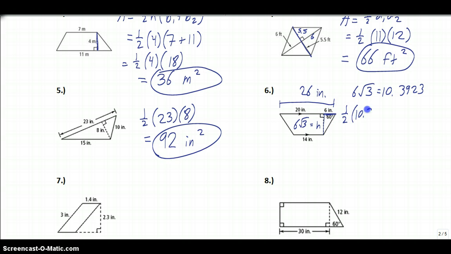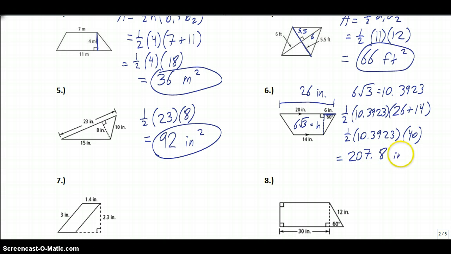Anyway, here we go. 1/2 the height times base 1, which doesn't really matter which one's base 1 or base 2. So you just have to take all this in your calculator. 10.3923 times 20, of course, because I already took the half, and you get 207.8 square inches.